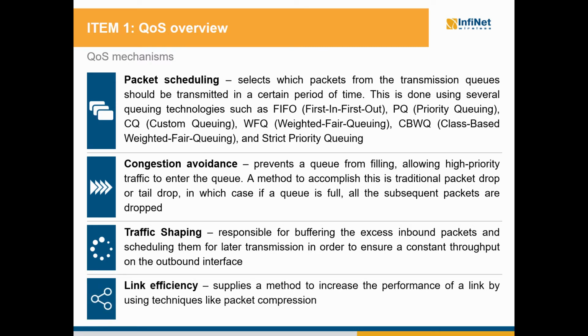And last but not least, the link efficiency is essential in case of wireless networks. Techniques like packet compression can be used to transmit more data in the same amount of time, thus improving the overall service quality.